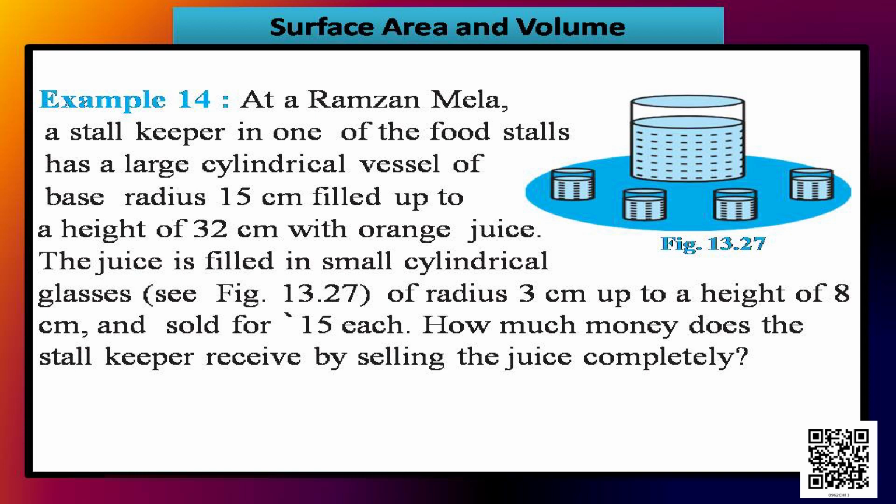At a Ramzan Mela, a stall keeper in one of the food stalls has a large cylindrical vessel of base radius 15 cm filled up to a height of 32 cm with orange juice. The juice is filled in small cylindrical glasses, as you can see in figure 13.27, of radius 3 cm up to a height of 8 cm and sold for rupees 3 each. How much money does the stall keeper receive by selling the juice completely?